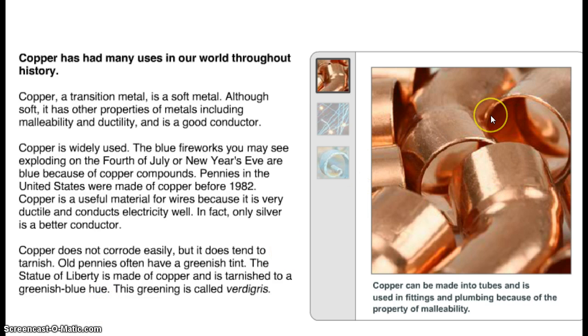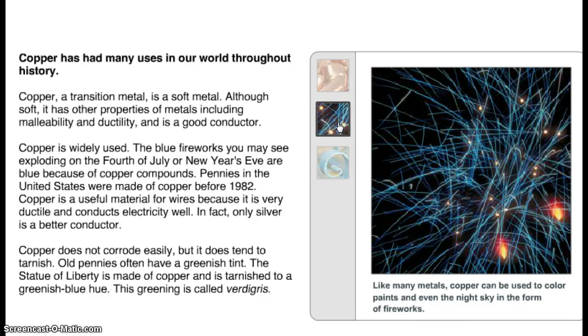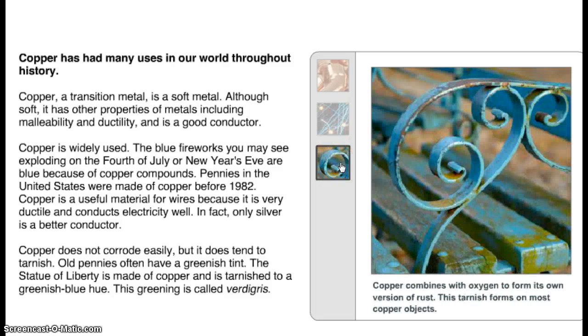it looked like this. Copper can be made into tubes and is used in fittings and plumbing because of its property of malleability, meaning you can bend it into shapes. Like many metals, copper can be used to color paints and even the night sky in the form of fireworks. Copper combines with oxygen to form its own version of rust. So it's not rust because it's not iron, but it's still tarnished. This tarnish forms on most copper surfaces.